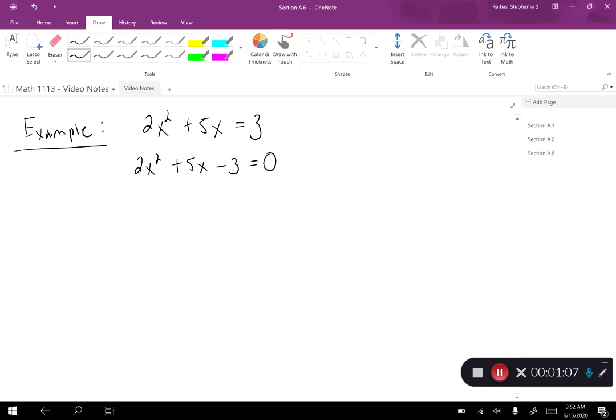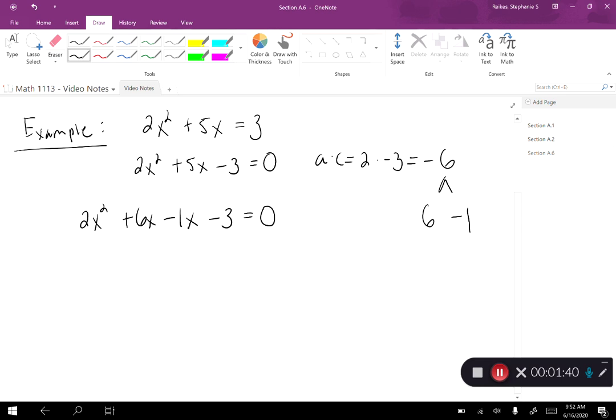Since I see a number out front, I'm going to need to use A times C method to solve. So A times C is 2 times negative 3, and we get negative 6. Now I need two numbers that multiply to negative 6 and add to positive 5. So that's going to be positive 6 and negative 1. Rewriting my polynomial, I'm going to have 2x squared plus 6x minus 1x minus 3 equals 0.